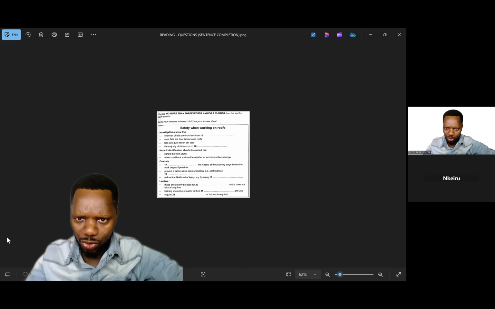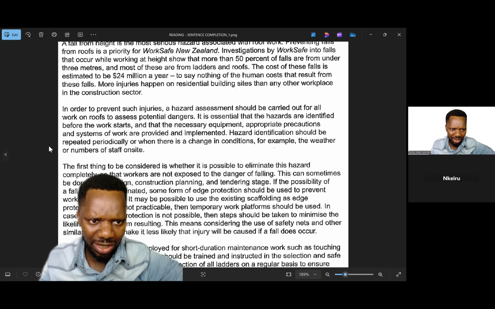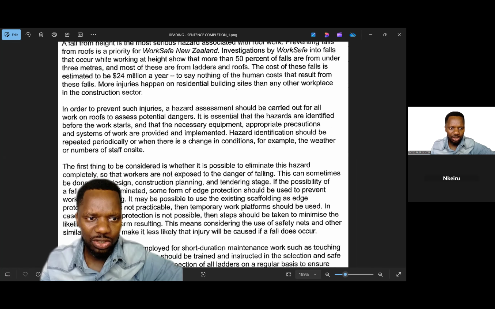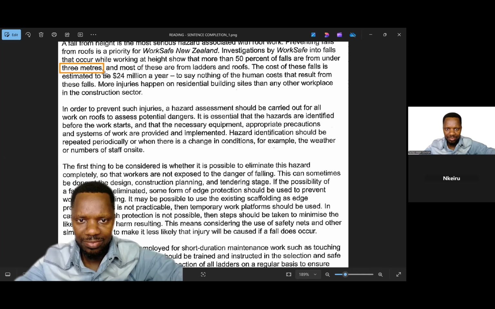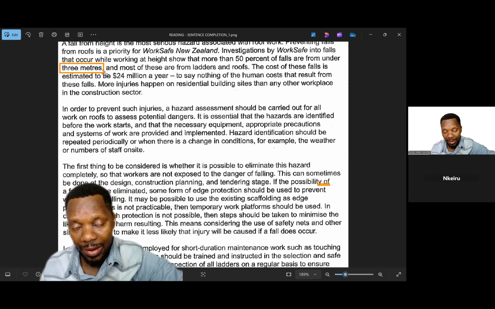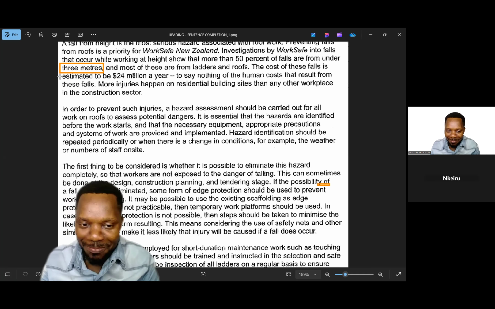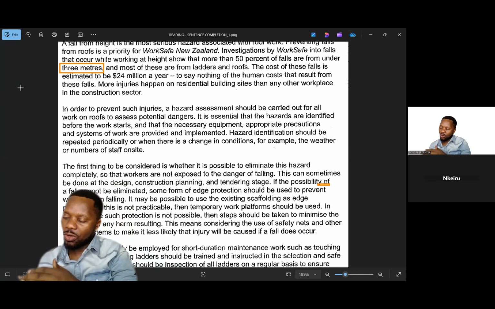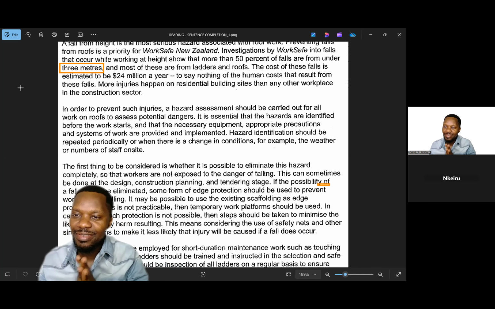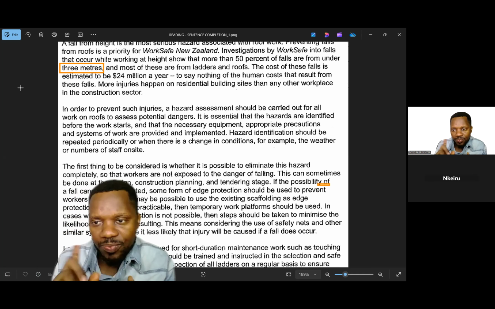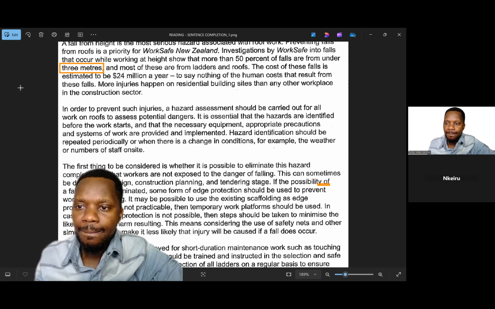So you don't want to miss any of these answers. Here is your answer. So you just want to be sure that you've understood this. From here, the passage says 50% of falls are from under 3 meters, but the question asks less than 3 meters. So it's a paraphrase: under 3 meters. If I look for less than as it was in the question, I would miss it. But that under is paraphrased to less than.